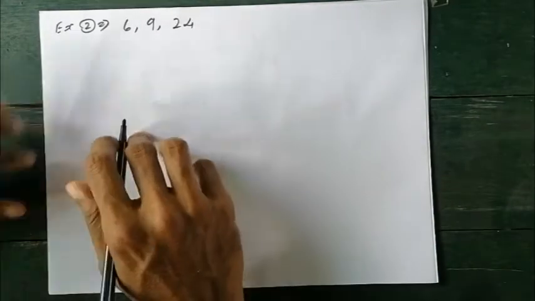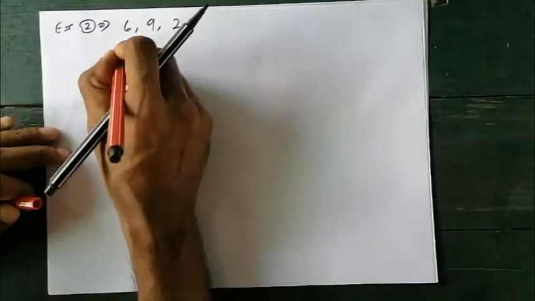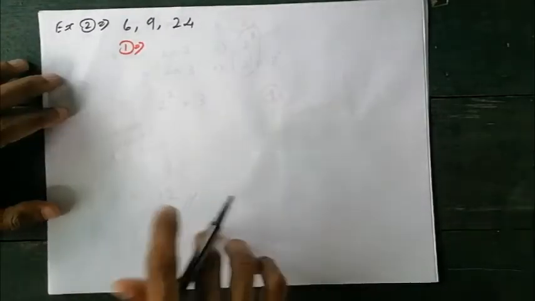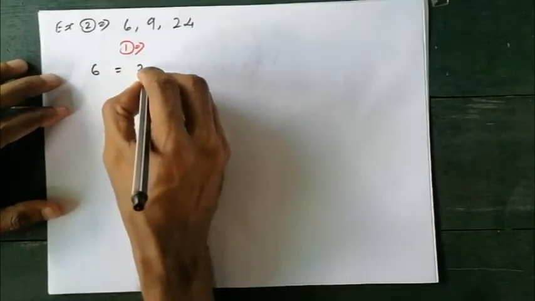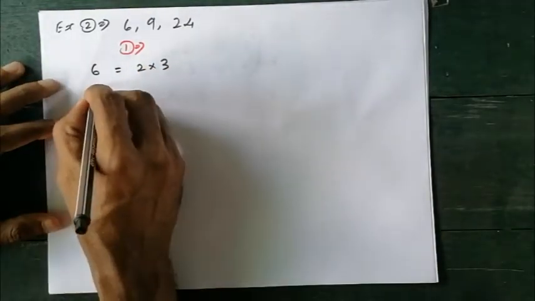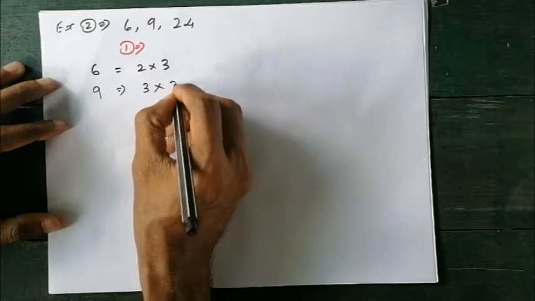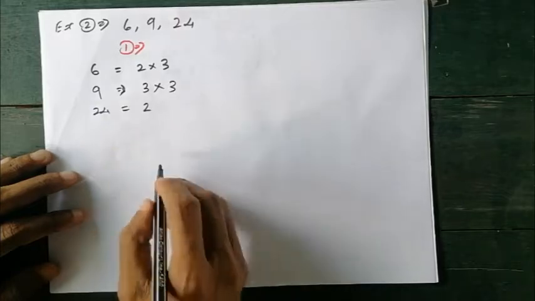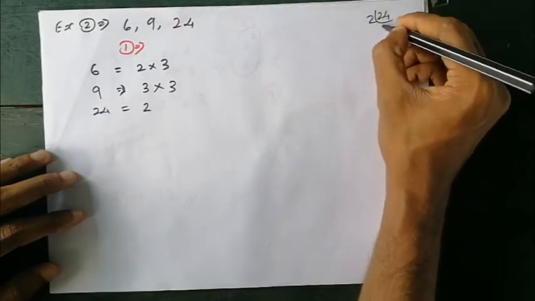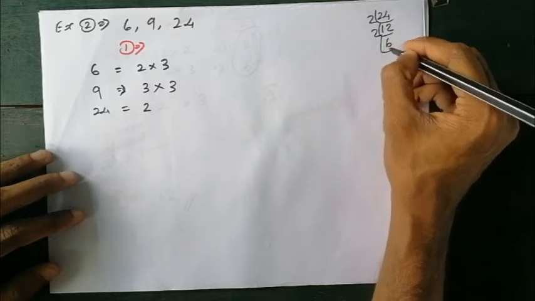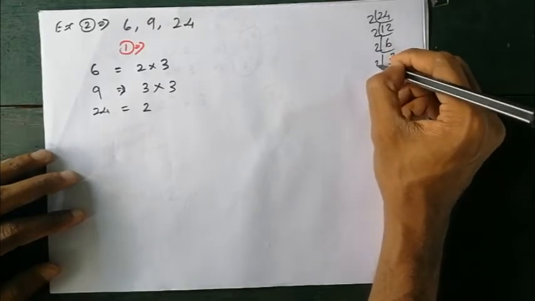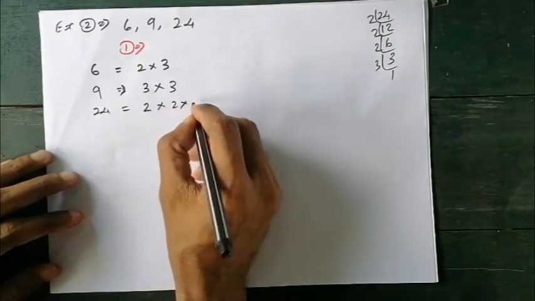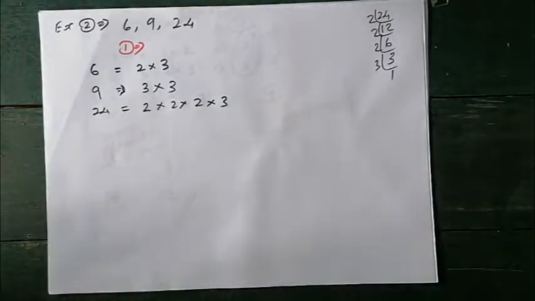Okay, the first step: we are going to write these given values as prime factors. So 6 we can write as 2 into 3. 9 we can write as 3 into 3. 24, divided by 2 it's 12. Divided by 2 it's 6. Divided by 2 it's 3. Then divided by 3 it's 1. So 2 into 2 into 2 into 3. That is the first step.